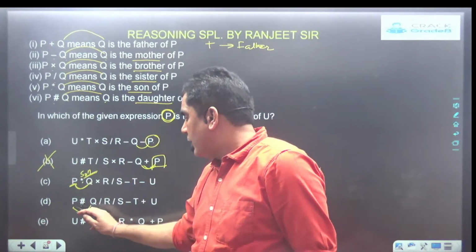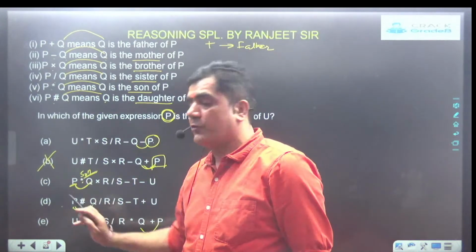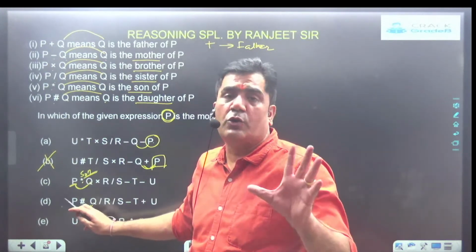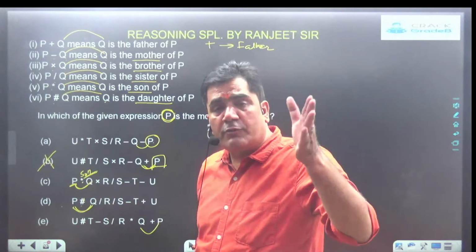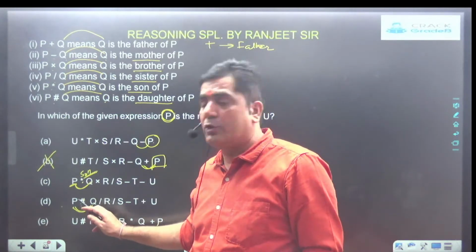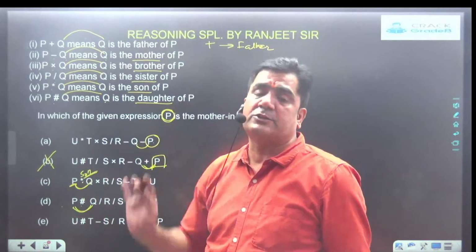Next one. Here also I will say Q is the daughter of P. So here the gender of P is not known to me. Even though the gender of P is not known to me, the given relation in between is daughter, so I am not going to eliminate this one.